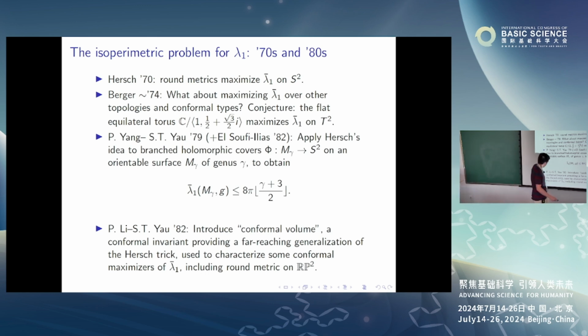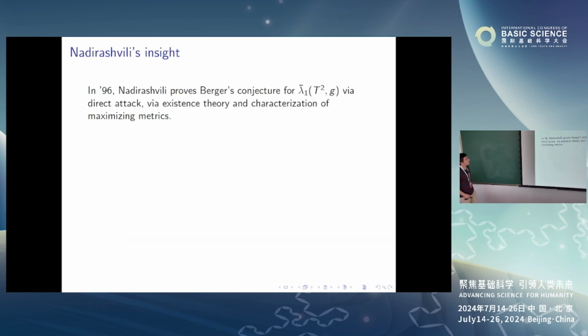Moreover, they start to make the connection that there is some relationship between these eigenvalue optimization problems and minimal surfaces in the sphere. But this wasn't really fully understood or exploited until Nadirashvili's breakthrough in the 90s, which settled Berger's conjecture. In the mid-90s, Nadirashvili proves Berger's conjecture, and unlike all the previous cases where these lambda 1 bar maxima were computed by comparison with some other external quantity, he does this via direct attack.